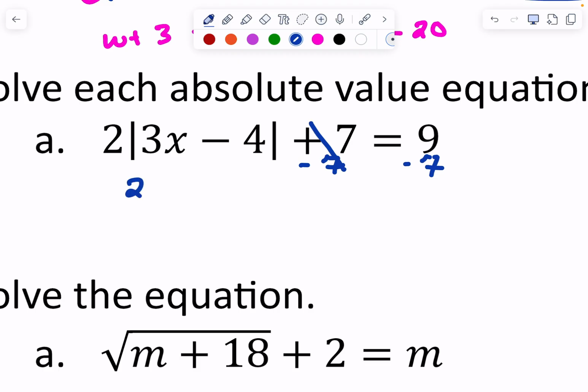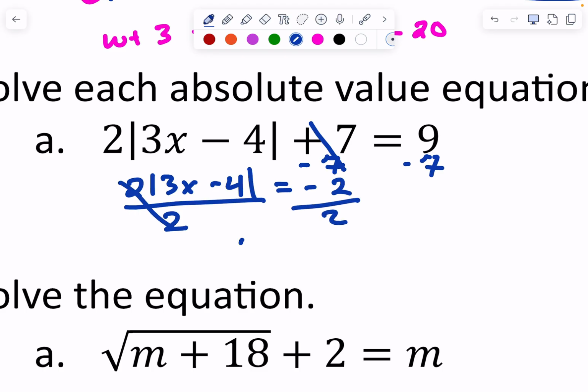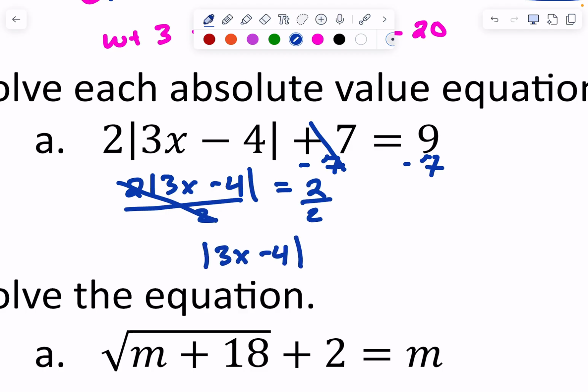So we've got 2 times the absolute value of 3x minus 4 equal to negative 2. And then we divide by 2, and we get the absolute value of 3x minus 4 equals positive 2. Oh, it's positive 2. You're right. I was getting too excited. Absolute value 3x minus 4 equals 1.